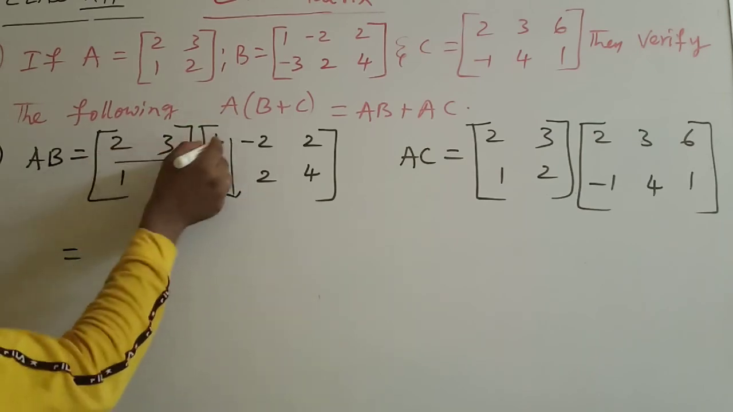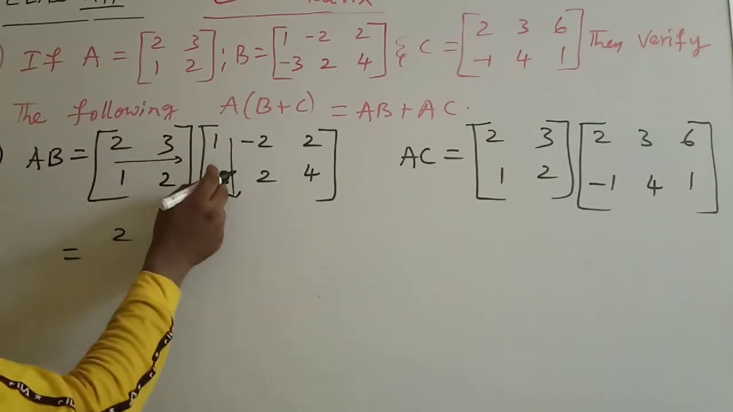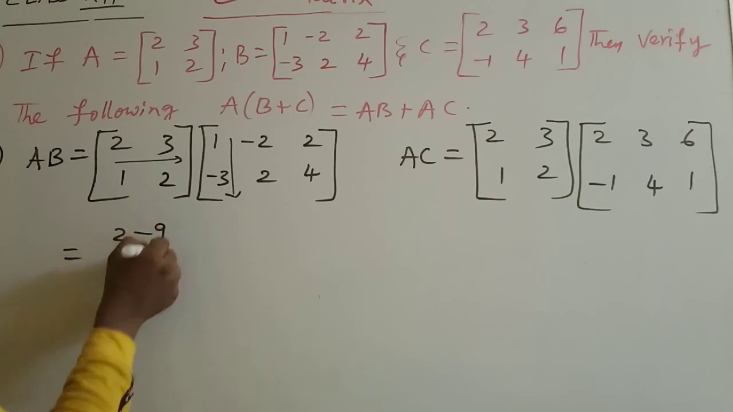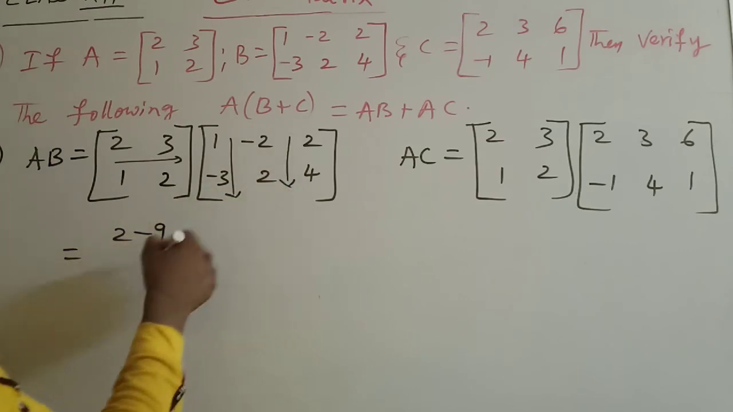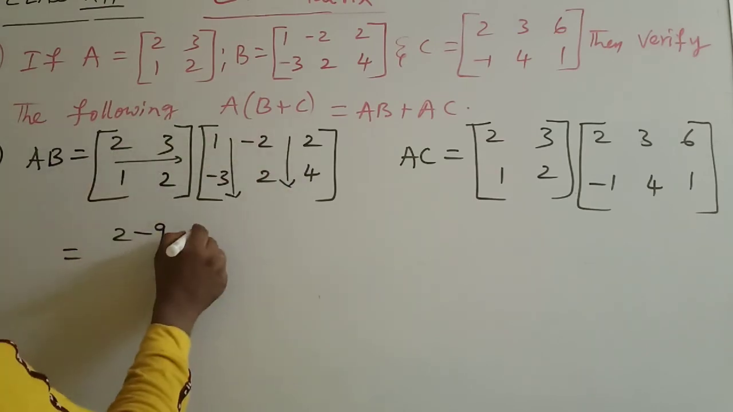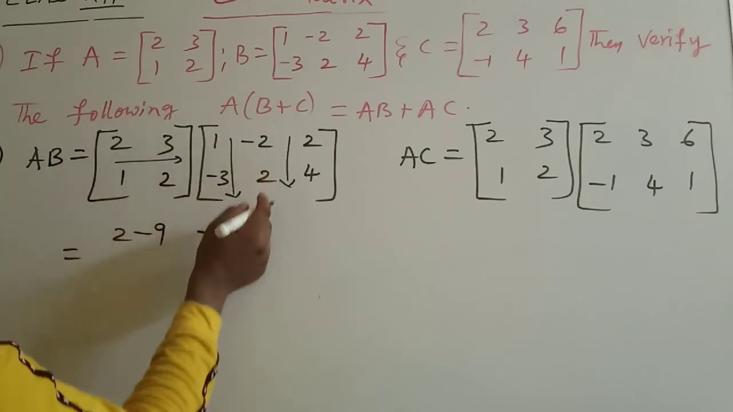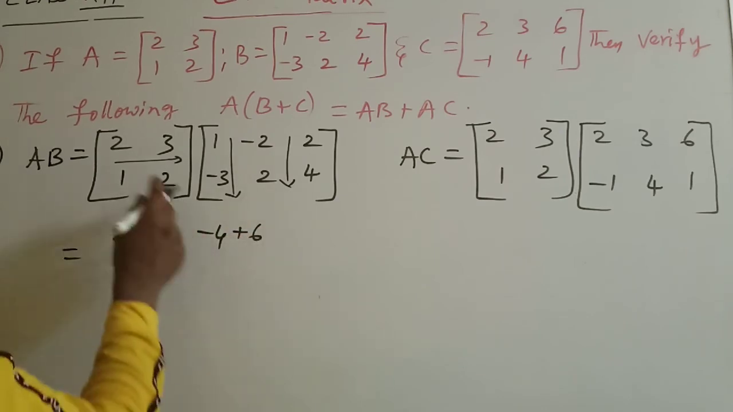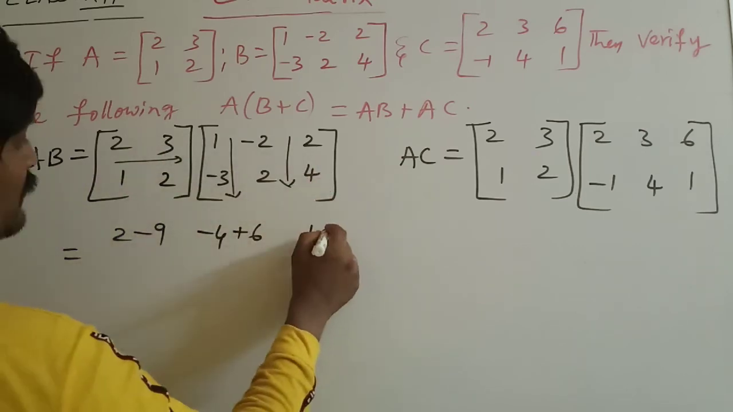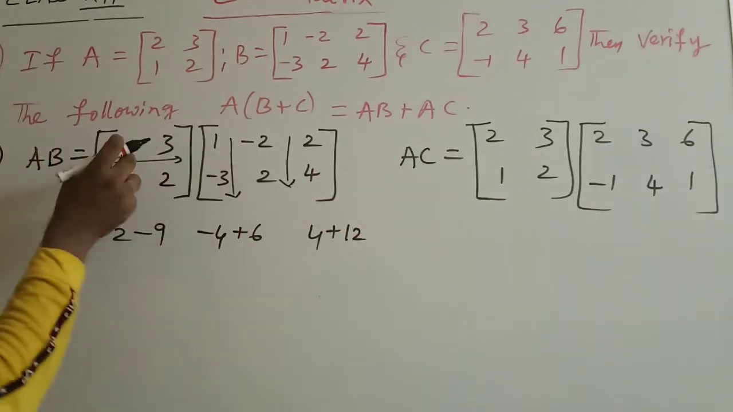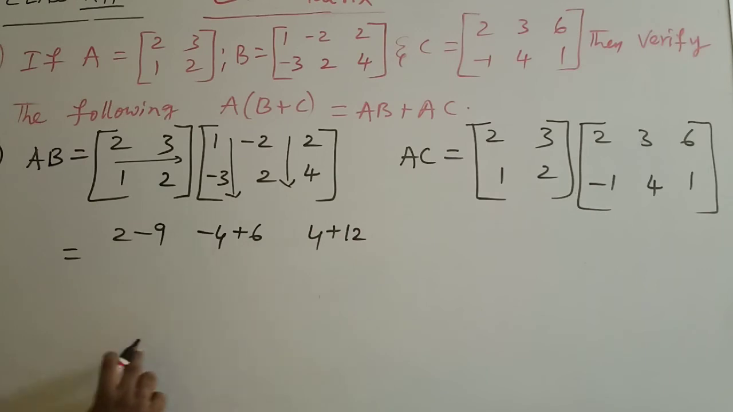So when you multiply, 2 ones are 2, directly writing. Now 3 into minus 3 is nothing but 3 3s are 9, minus 9. And now first row second column, you get the second element. 2 into minus 2 is nothing but minus 4. 3 into 2 is nothing but 6. And same method, 2 into 2 is nothing but 4. 3 4s are 12. So we have written the first row third element also, completed.